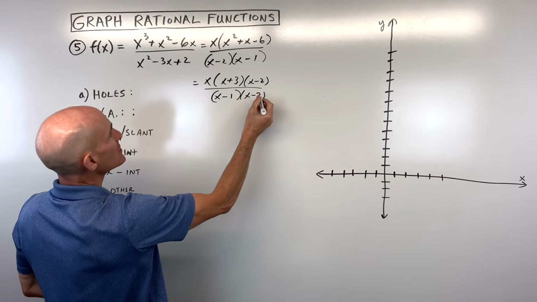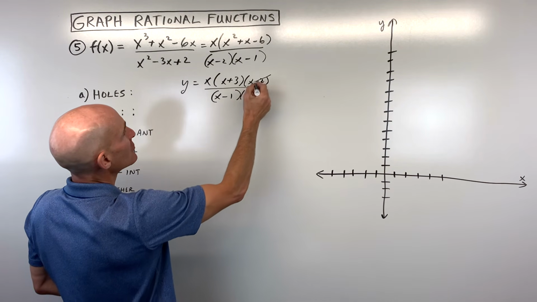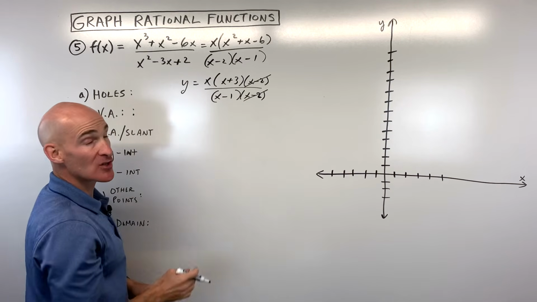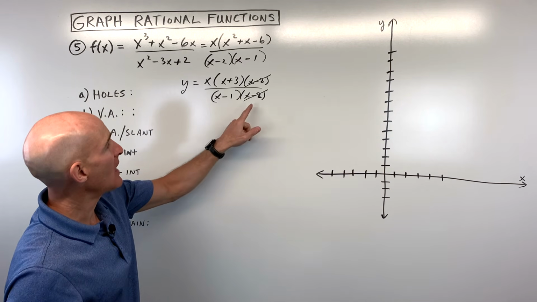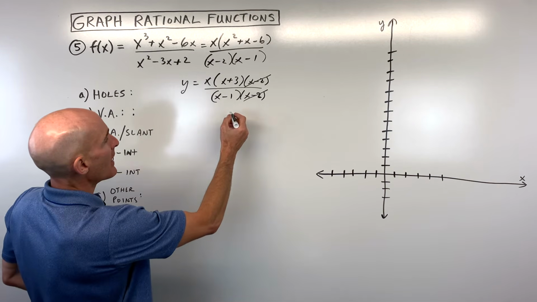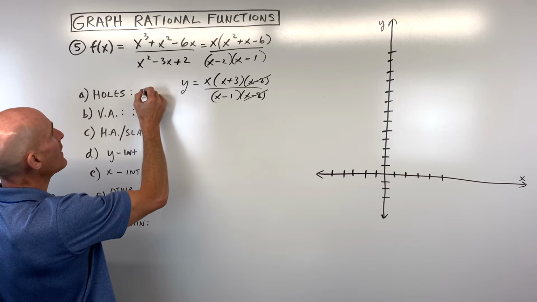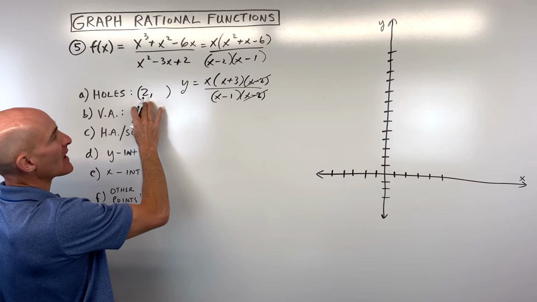And so notice here that there's a factor in the numerator that cancels with the factor in the denominator. So that tells us that there's going to be a hole in our graph, right? And for the x of the hole, if we set this equal to 0, x minus 2 equals 0, x is equal to 2. So we're going to have a hole when x is equal to 2.